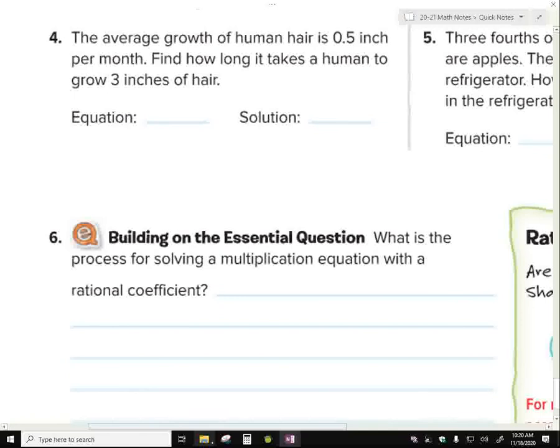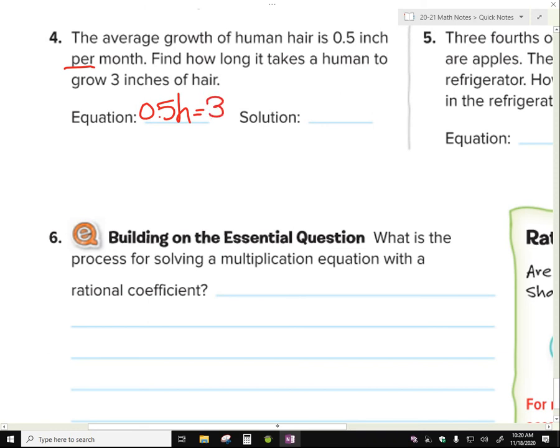The average growth of human hair is 1/2 of an inch per month. Here's per. That's like each. We know that 1/2, or 0.5, is going to be the coefficient. Find out how long it takes for a human to grow 3 inches of hair. So my equation is 0.5 h equals what? Yes, that's the answer, but we're just doing the equation right now. What goes after the equal sign? Yes, 3.